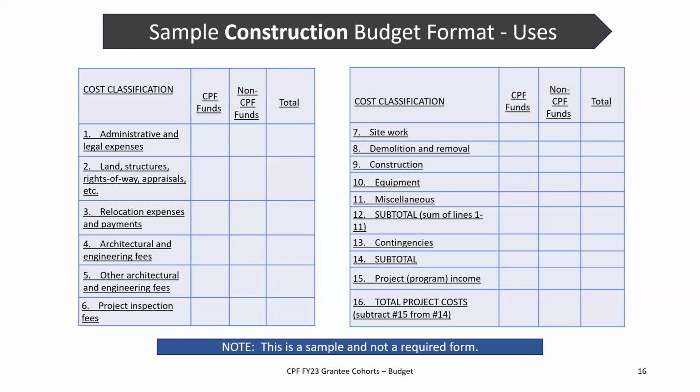We're then going to add all those numbers up to get our subtotal, line 12 plus line 13. On line 14, we're going to have our subtotal. If there's any program income that's going to offset the cost of the project, very doubtful you'll have that, but if you do, you would put it on line 15, and then line 14 minus 15 equals our total project cost.